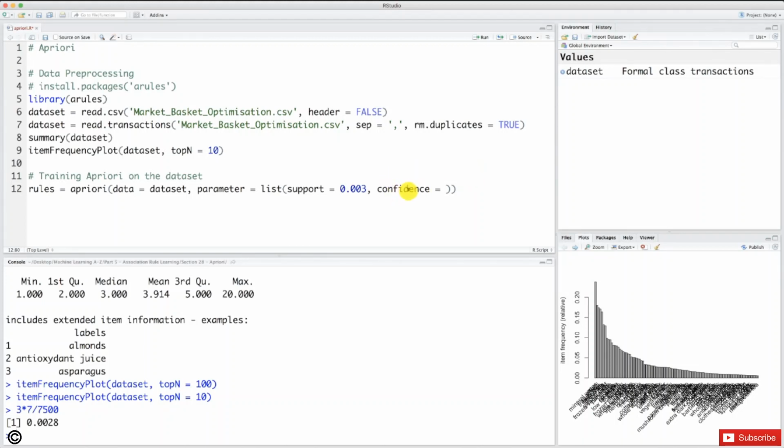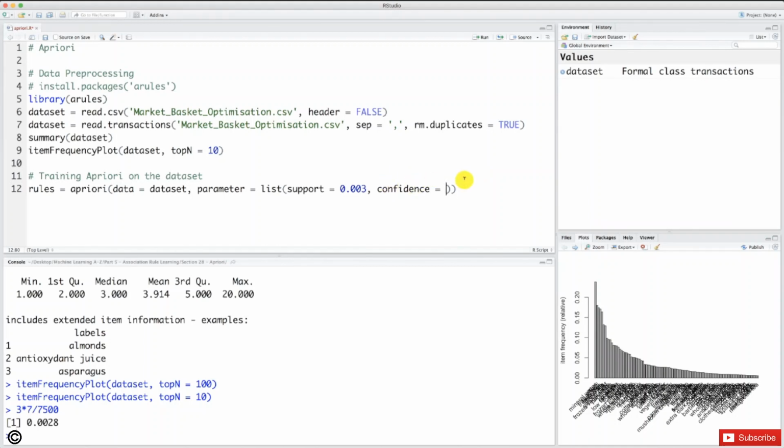We don't want too high a confidence, because then we will get obvious rules, rules that we don't need a machine learning algorithm to understand where to place the products next to each other. And we shouldn't have too small a confidence, because then we will get nonsense rules like, if I'm buying chocolate, I want to buy shampoo. That's a nonsense rule that doesn't make any sense. And that's the kind of rule we'll get if we set a small confidence.